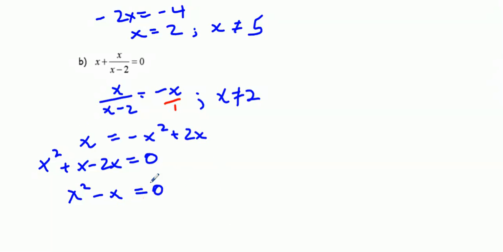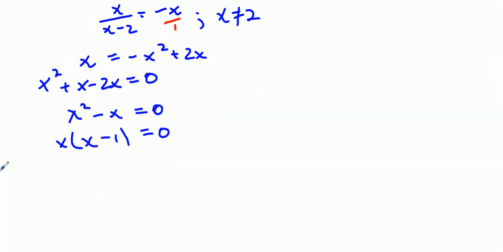And as long as I have one side equal to 0 now, I can solve this by factoring, right? X times x minus 1 equals 0. And so my two answers here are that x equals 0 and x equals 1. And we always have to double check that we haven't come up with a restriction as one of our solutions. If it was, then we would have to reject it because we know that x is not allowed to equal 2. So our solutions are that x equals 0, x equals 1, where x cannot equal 2.